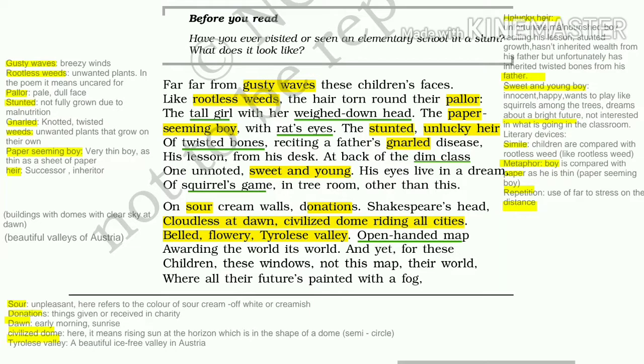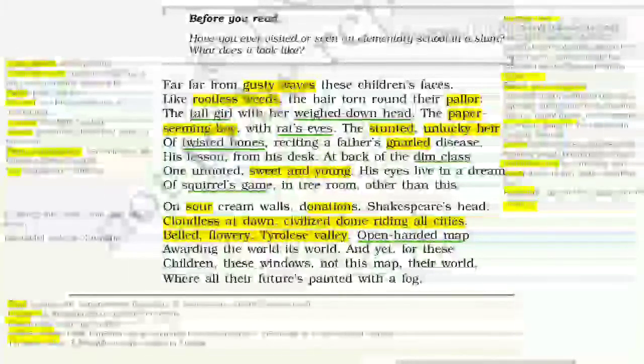So a comparison is drawn with the rat's eyes of this boy, because he is poor, he is undernourished, and he is deprived of the basic amenities of life. His eyes are inquisitive and timid like those of a rat, because he is always on the lookout for food and security. The way you see a rat moving here and there, his eyes are always on the lookout for something to eat. In the same way, this boy's eyes were also like that. His eyes have been compared to a rat's eyes because he is an undernourished boy. He is deprived of basic amenities of life, he doesn't get food, so he is always searching for some food.